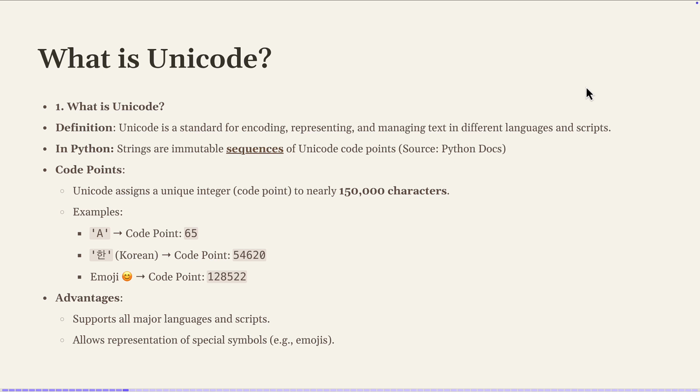So here, one of the questions: we have 150,000 characters. Basically, Unicode provides us a mapping between every multilingual character and a number. So it could be a possibility to use this as a tokenizer, because it supports all major languages and scripts and allows representation of special symbols as well.